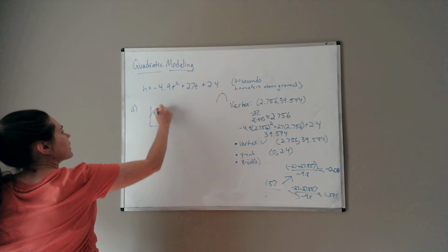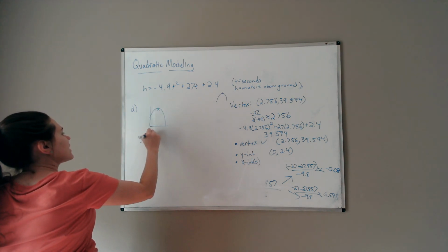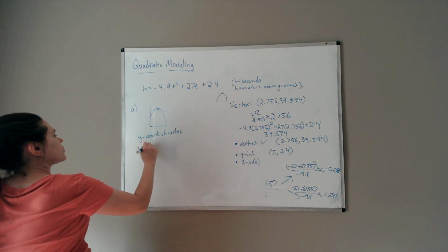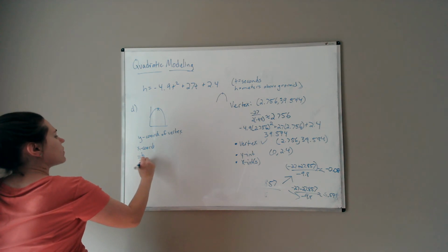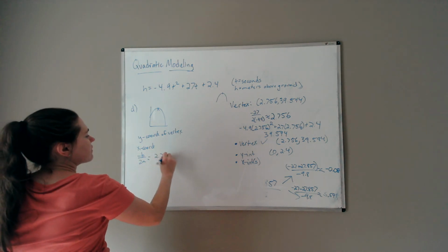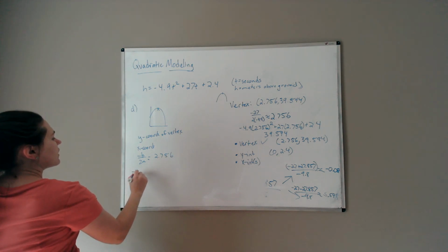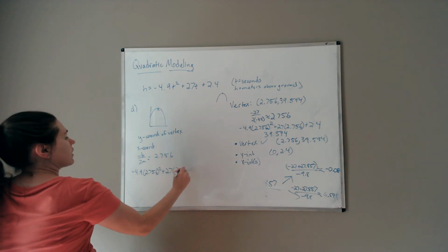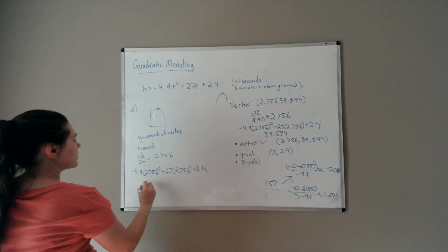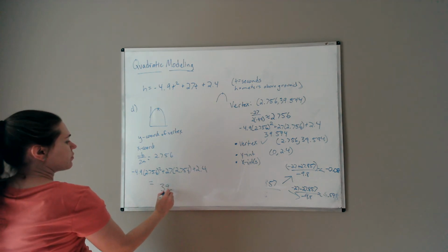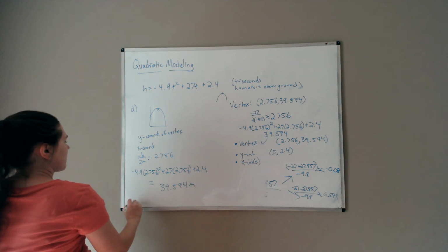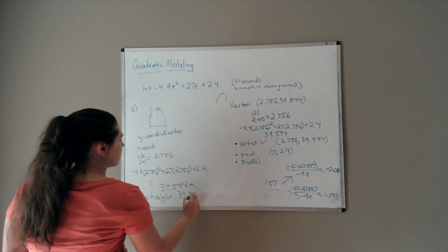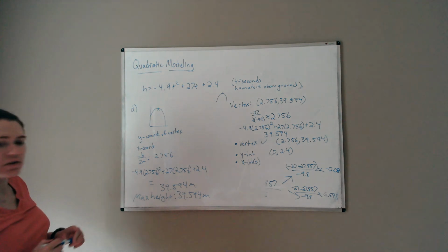Maximum height, we know this quadratic looks like this. Maximum height, that's going to be the y coordinate of the vertex. So first you have to get the x coordinate because you are in standard form, right? That's negative b over 2a. And that got us 2.756, right? And then we plug that in. Okay, and that produces an output of 39.594 meters. So the maximum height that the water balloon will reach is 39.594 meters. Okay, so that answers part D.